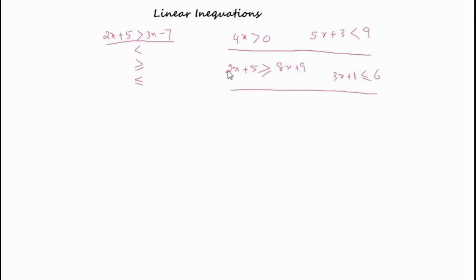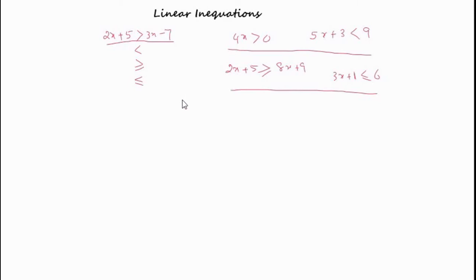Why linear? Because the variable here, x, the power is 1. It has to be 1. If it is more than 1, it is not a linear inequation. If it is 2, it is a quadratic inequation. So we are interested in only linear inequation.